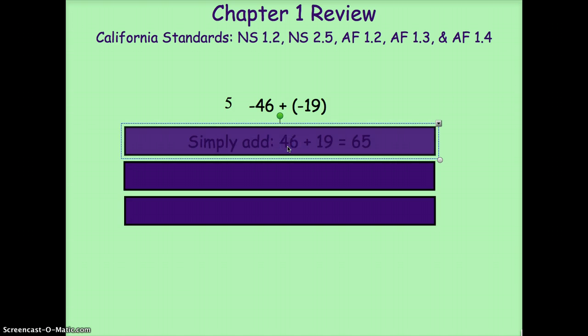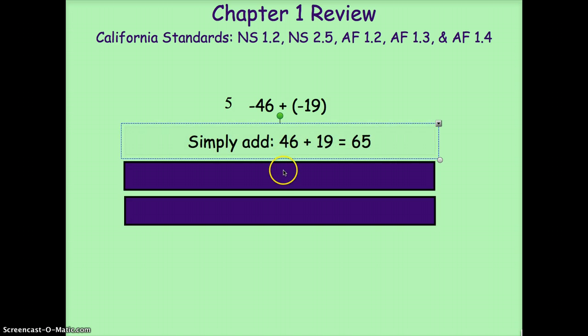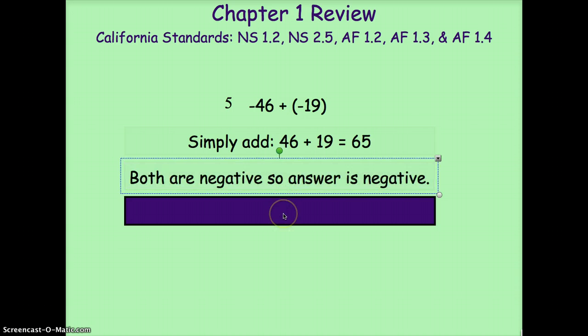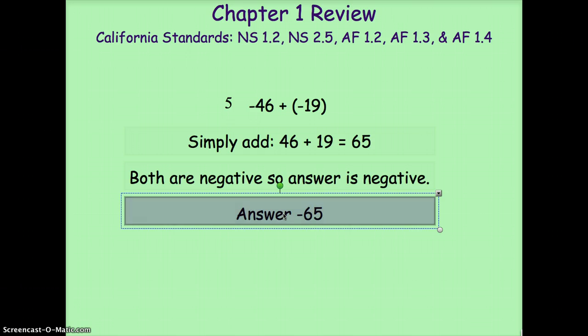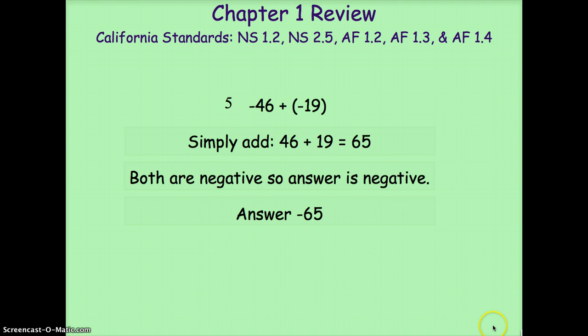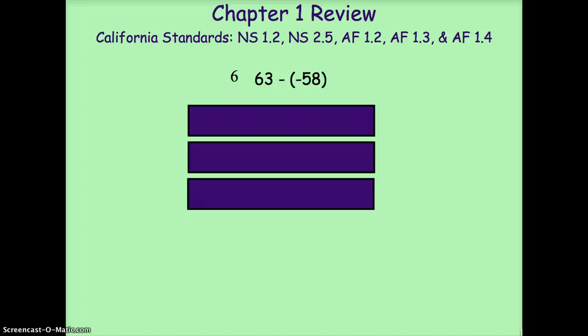Okay, we're going to start by adding. Then, notice that both of them have a negative sign, so my answer must be negative 65. Because remember, when you're working with addition and you've got two negatives, they don't cancel out. The answer actually gets more negative. Problem number 6. Careful on this one.